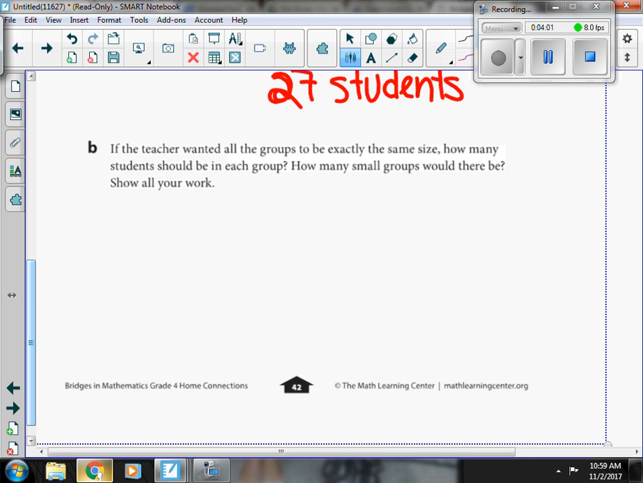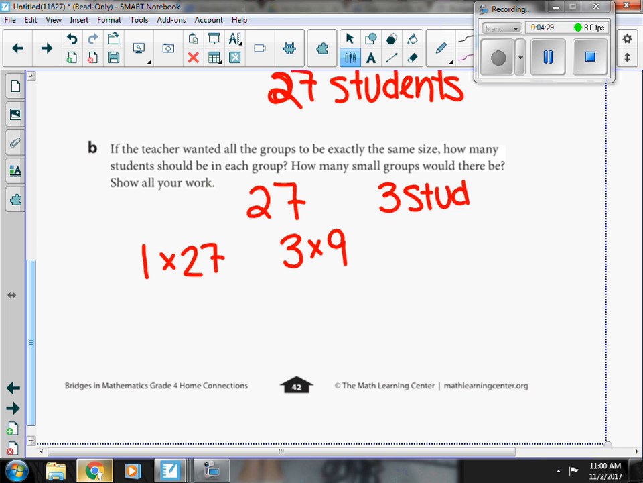And if the teacher wanted all the groups to be exactly the same size, how many students should be in each group? How many small groups would there be, and showing all my work? So I have 27 students, and my even groups would be my factors. So I can either do 1 group of 27, or I can do 3 groups of 9 or 9 groups of 3. So I would say that we could have 3 students in each group, and 9 total groups.